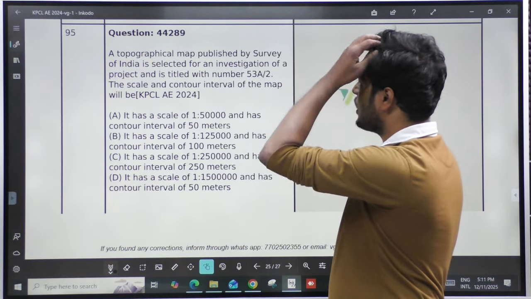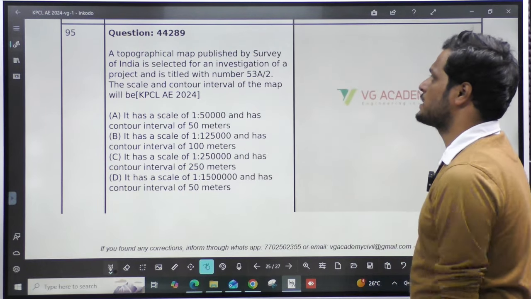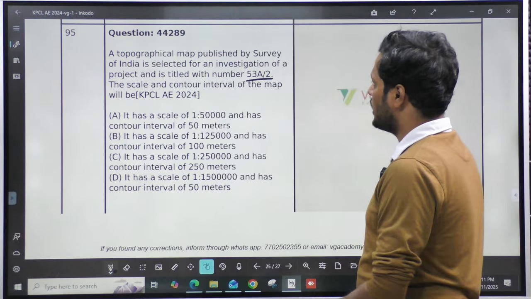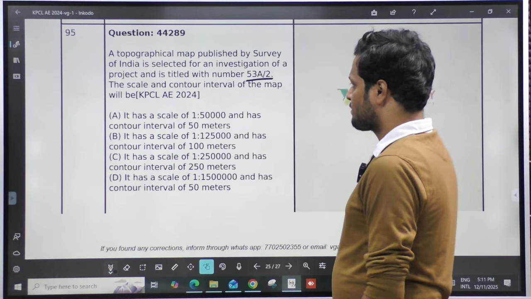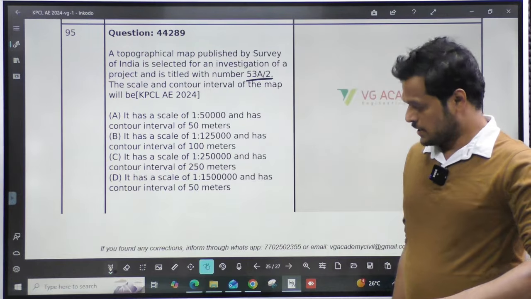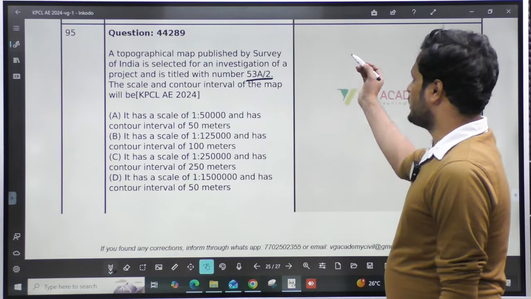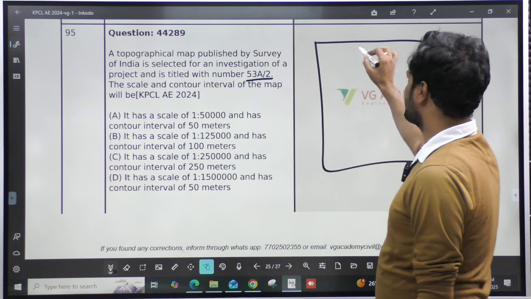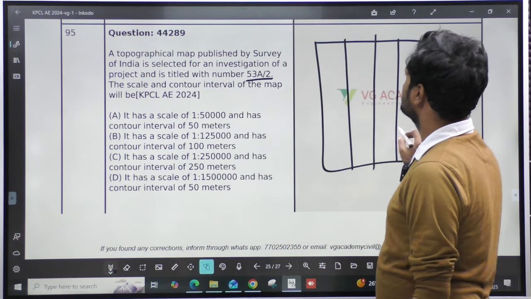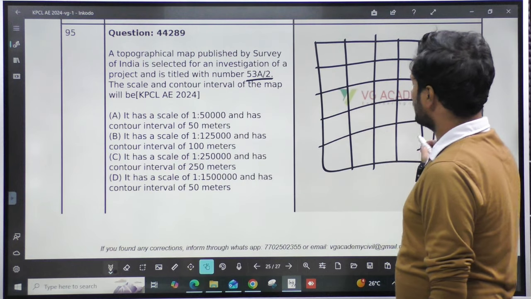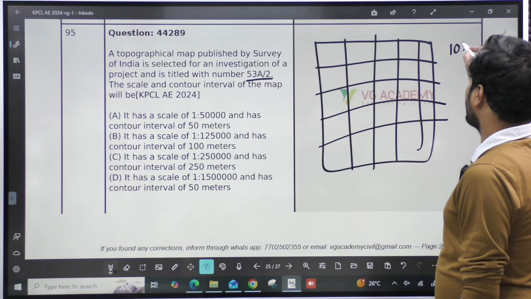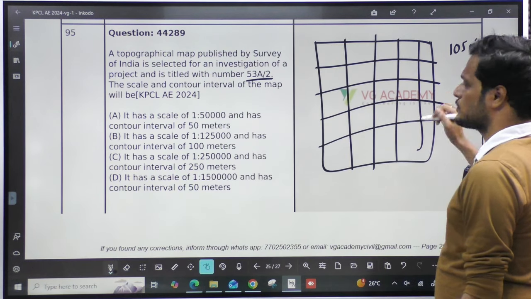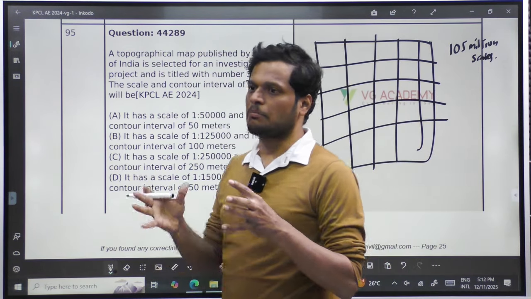Next, a topographical map published by Survey of India is selected for investigating a project and is titled with a number 53A/2. The scale and contour interval of the map will be? There is a concept behind this. I will explain the concept. Our country is divided into so many million scales. In total we have 105 million scale maps.